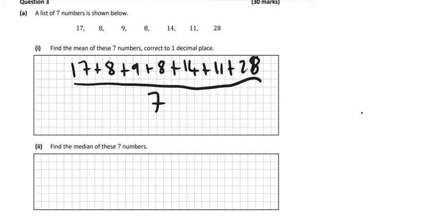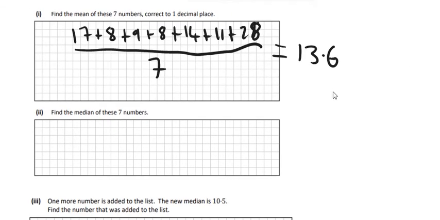And I'm getting 13.57142. So I'm getting a long decimal. So if you round it off to one decimal place, you would get 13.6. So that's the answer. You lose a mark if you don't round it off properly.